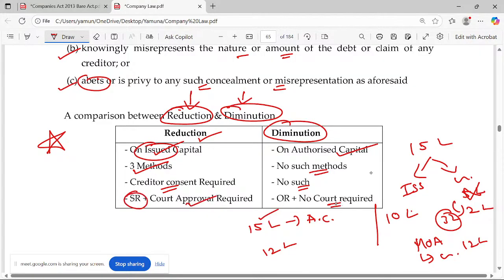Here, no court approval is required, an ordinary resolution is sufficient. You may ask me, ma'am, why does the company have to diminish this 3 lakhs? Reduction, we have seen so many reasons: the company has assets, the company has profit, excess reserves are there. So okay, the company is reducing. Why do we need to go for diminishing?